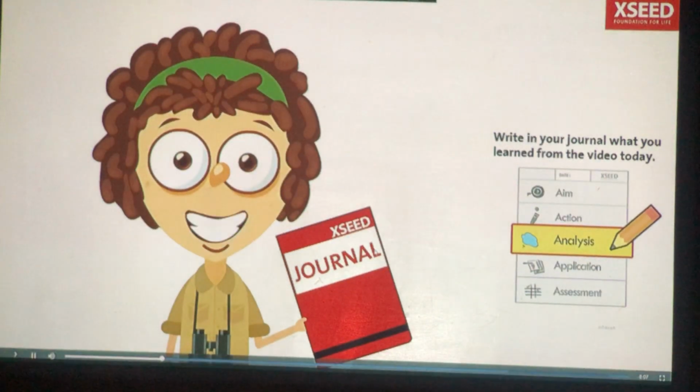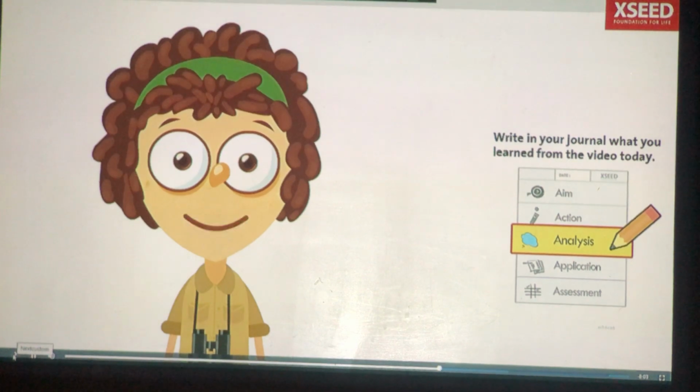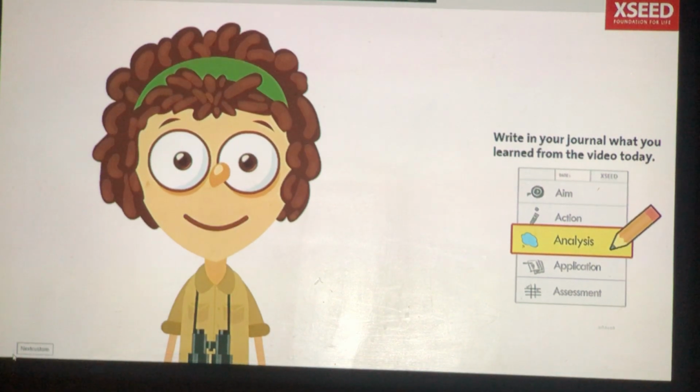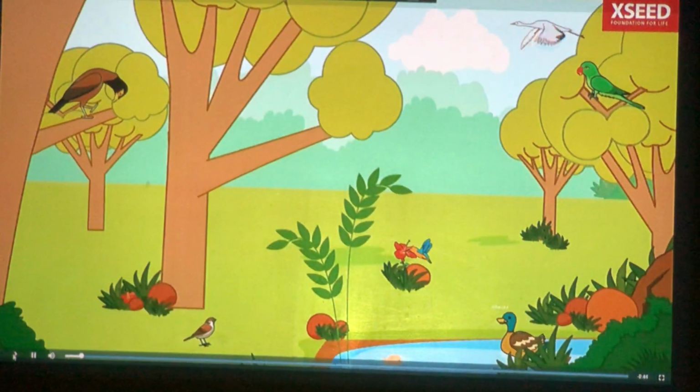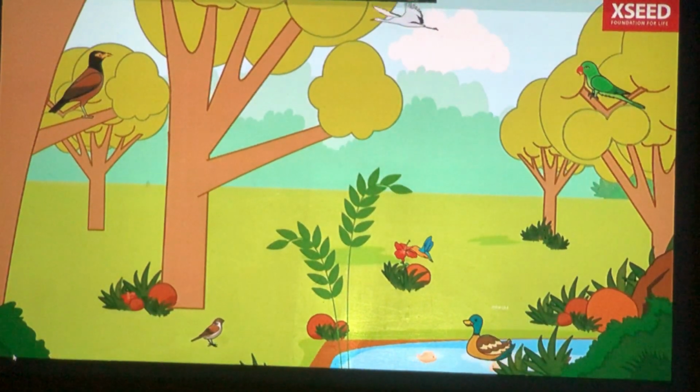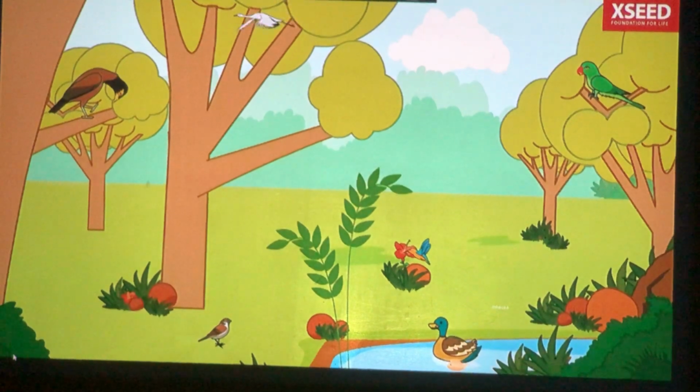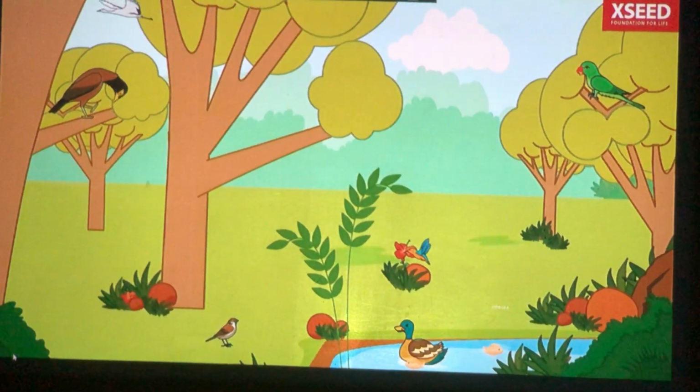In the analysis section of your journal, write in your own words what you learned from the video. Today, we learned that different birds have different beaks that help them eat different kinds of food.